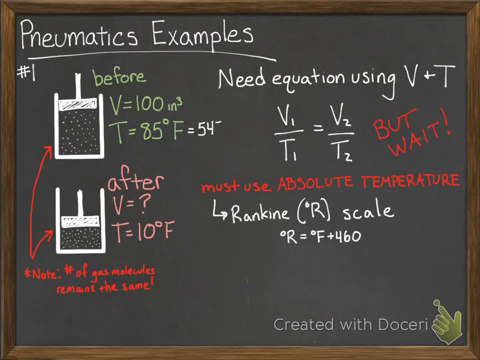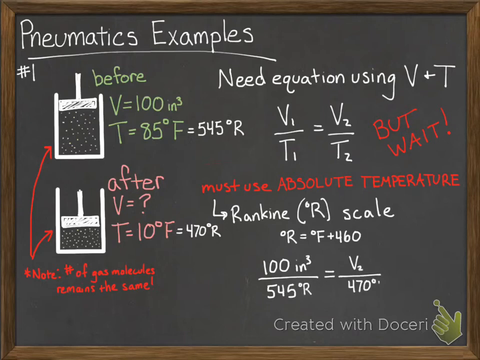So we're going to do that. Before we get 545 degrees Rankine, after is 470. Now we can just plug in our numbers. So we get 100 cubic inches over 545 degrees Rankine is equal to the volume that we don't know yet over 470 degrees. Solving for our volume, we get 86.2 cubic inches.